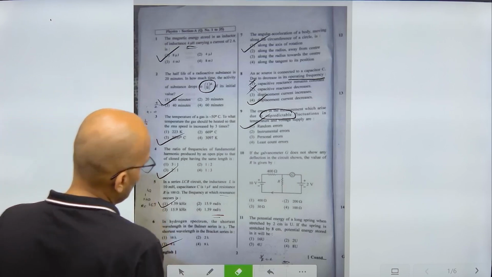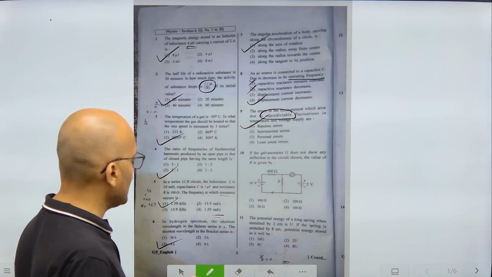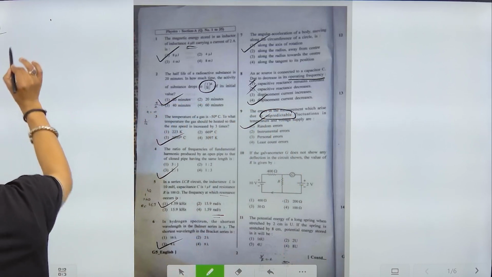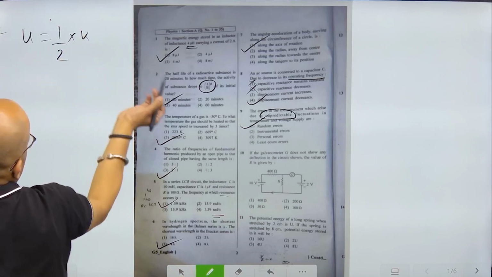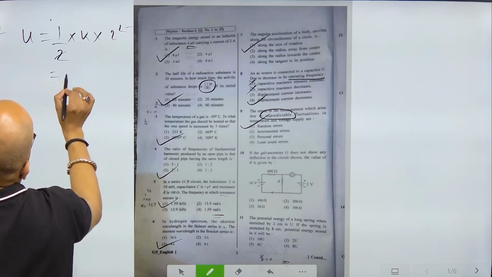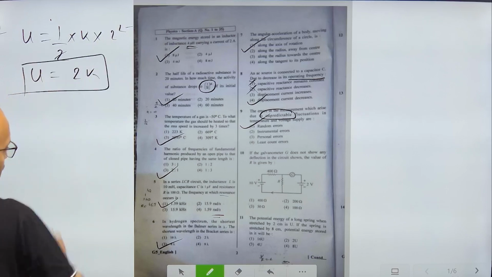Question number 11 is saying that the potential energy of a long spring when stressed by 2 cm is U. So U is equal to half kx square. X is given as 2 cm, so 2 square. So 2k is equal to U. This is given to us.